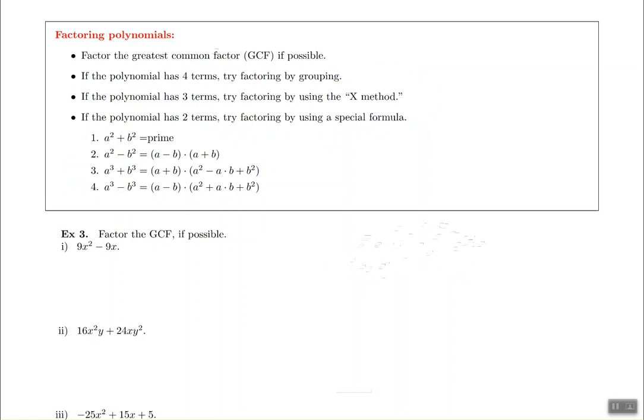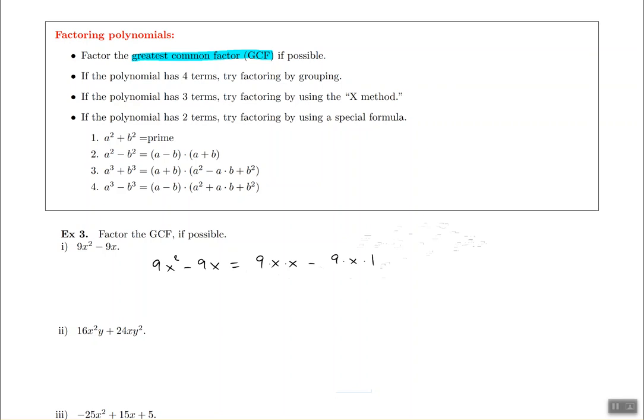We are going to start with example 3, which says factor the GCF. Now, if you haven't heard those letters before, GCF just literally means greatest common factor. So this is a number that can fit inside of both of your numbers that are written down, or it's an expression that fits inside of the expressions that are written down. So for example, the first problem has 9x squared minus 9x. If I break it down, I could break it down like this. The first term, which has 9x squared, can be written as 9x and x again because of x squared. The second term can be written as 9 times x times 1.